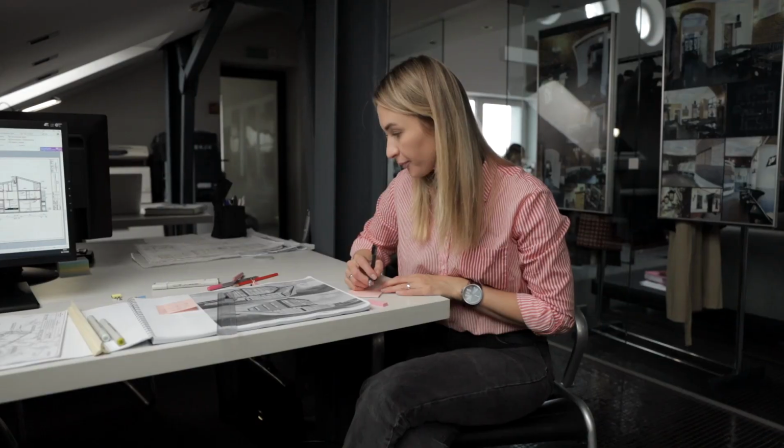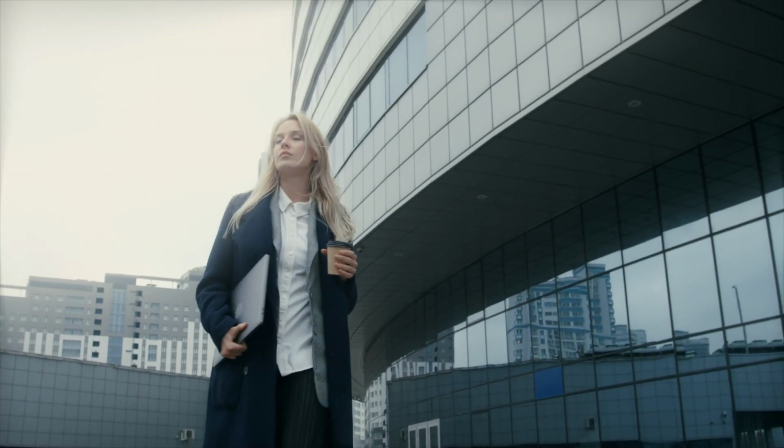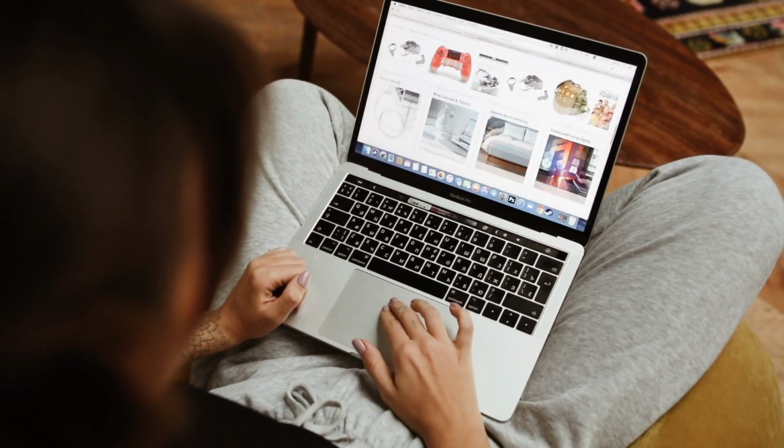Lastly, relationship building is an important aspect of B2B lead generation. It often involves building relationships with the key decision makers within other businesses, while B2C lead generation may focus more on engaging with individual customers and building brand loyalty.